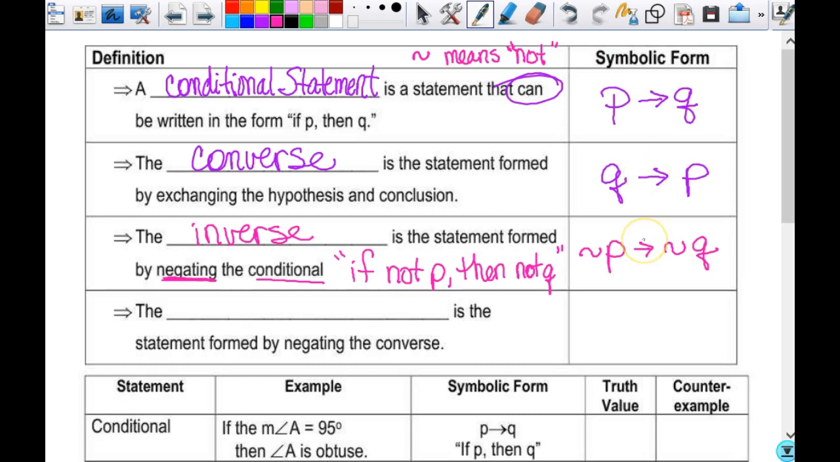And then the inverse is making this negative. Remember, this one was, if you fail a class, then you will be grounded. So the negative of that would be, if you do not fail a class, then you will not be grounded. Okay, still, that's the inverse. Would that always be true? Probably not. I mean, it depends, I guess. But all right, so then the last one is the contrapositive.